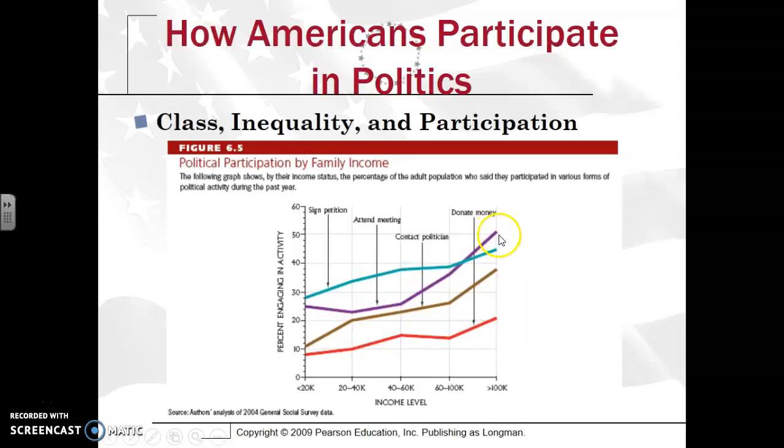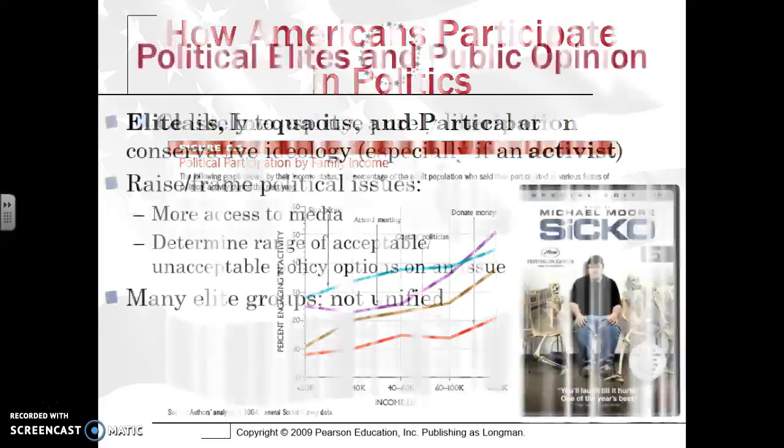Really, attending meetings you see is higher for people of wealthier means. But if you are of limited means, you might sign petitions. You're more likely to contact your politician or attend a meeting, as you see here. But it does make sense that if you are under this threshold, you're probably not going to have enough disposable income to donate to a political campaign.